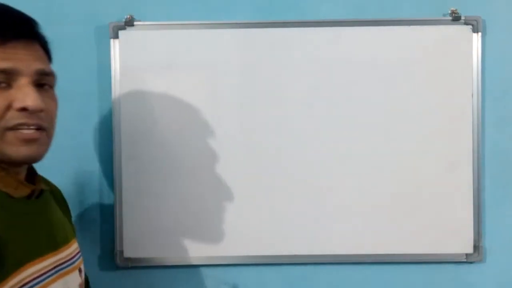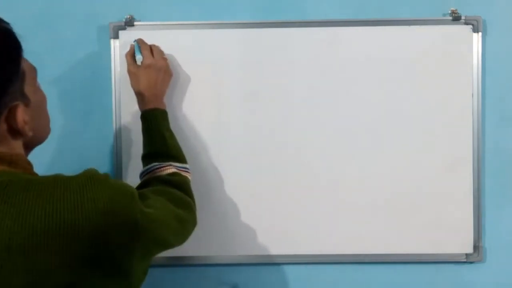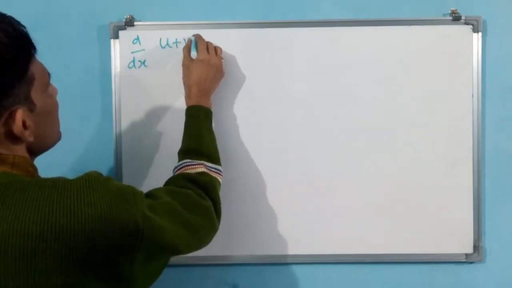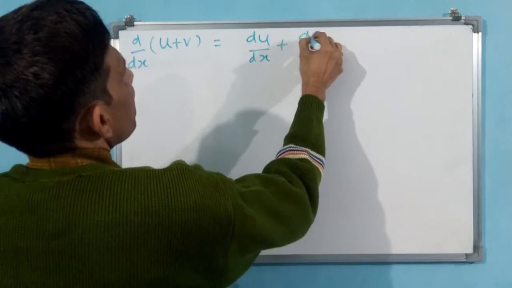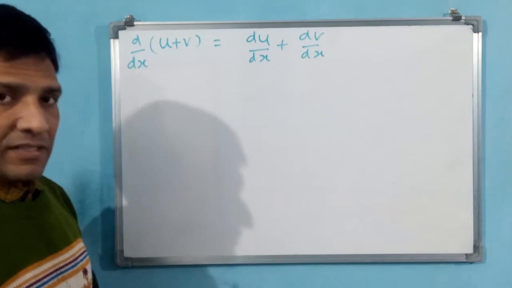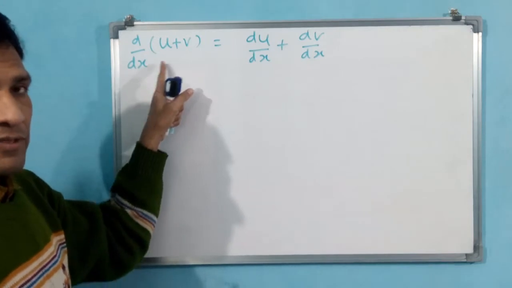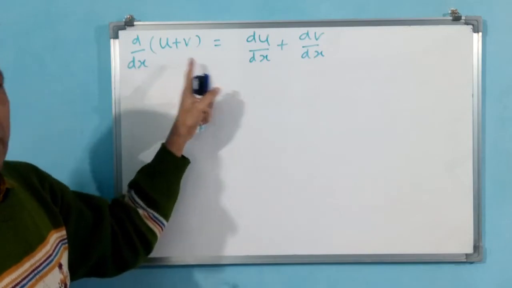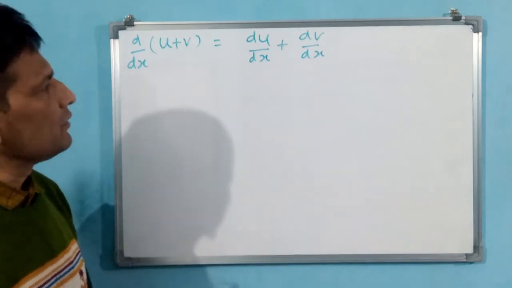Let us see the first proof. The first proof is the addition of derivatives. See what I am writing: d by dx of u plus v is equal to du by dx plus dv by dx. Is it okay? This is the addition of derivatives. U plus v, two functions, you are making the derivative of these two functions combined, that is equivalent to du by dx plus dv by dx, the addition of separate derivatives.